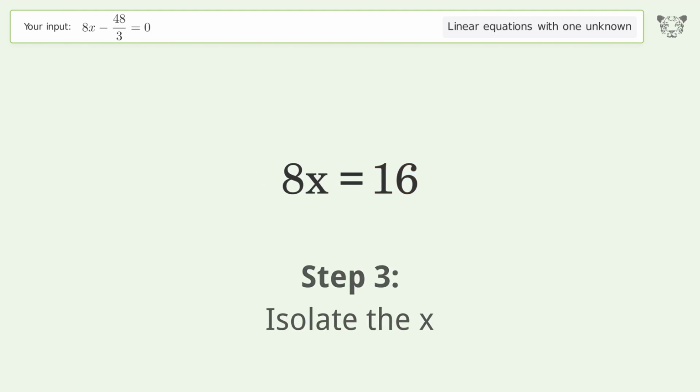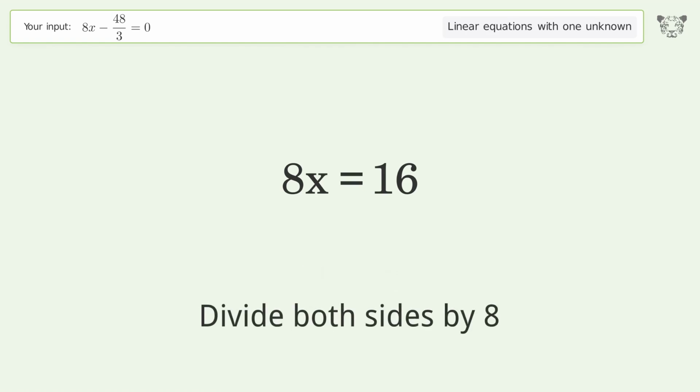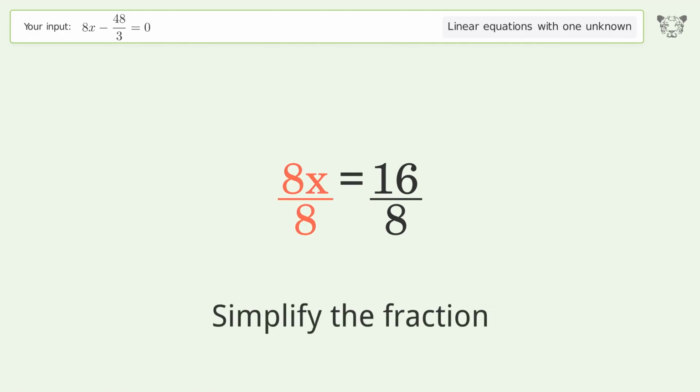Isolate the x. Divide both sides by 8. Simplify the fraction.